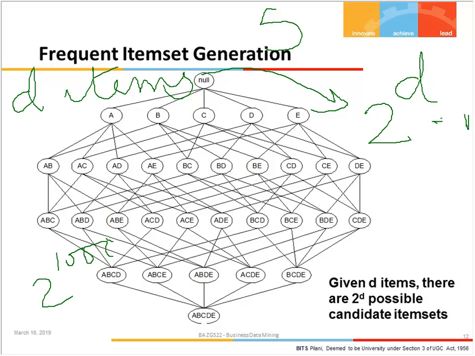So even for a supercomputer, this can take a very long time to evaluate the support for each of the candidates. The number of candidates is so large that it's going to be very slow. So we need to find a mechanism to reduce the number of candidates for which we need to evaluate the support.